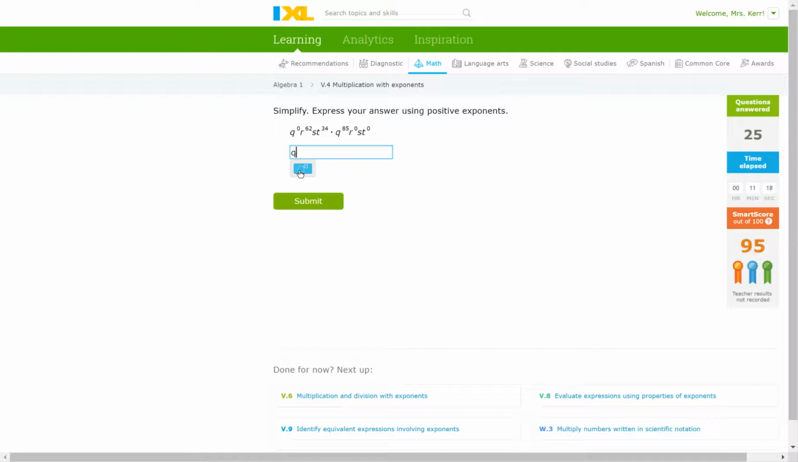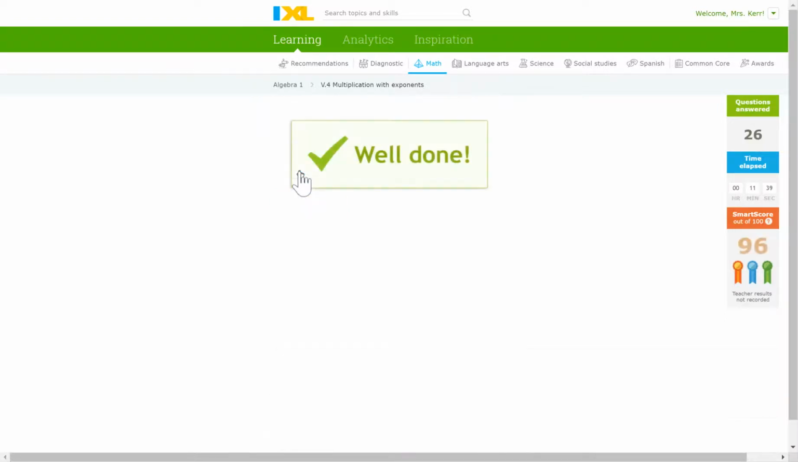So q to the 0 times q to the 85th, you add the exponents. R to the 62nd times r to the 0 is r to the 62nd. Be careful, s times s is s to the 2nd. And then we have t to the 34th.